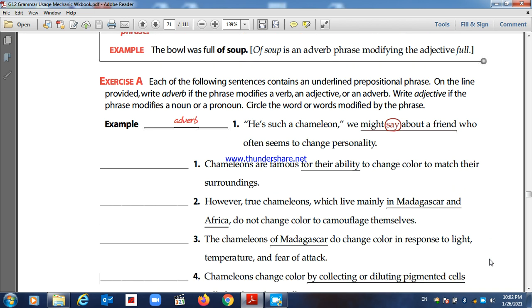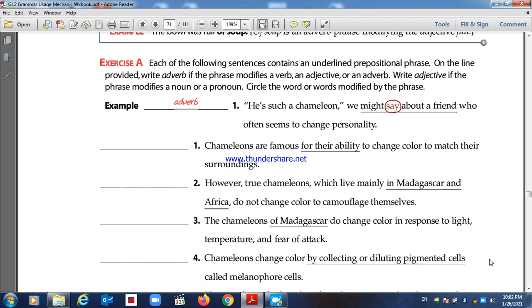Number 3. The chameleons of Madagascar do change color in response to light, temperature, and fear of attack. Now, of Madagascar, prepositional phrase.